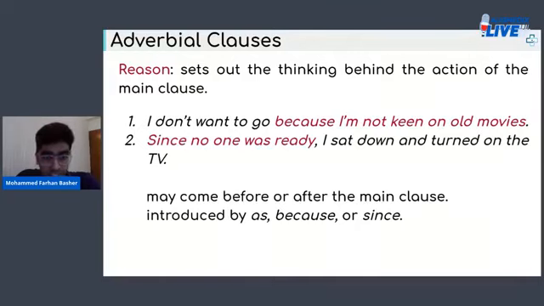Now, adverbial clauses that define reasons may come before or after the main clause, and they're usually introduced by as, because, or since.